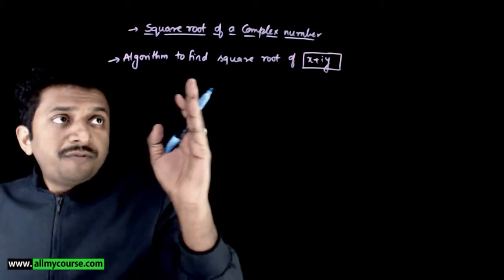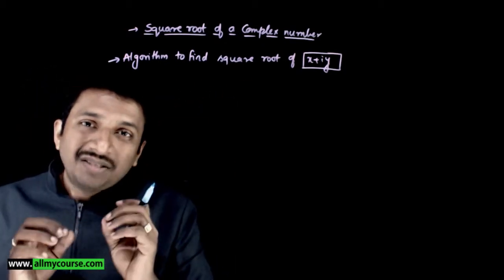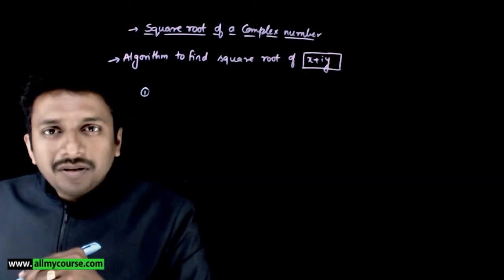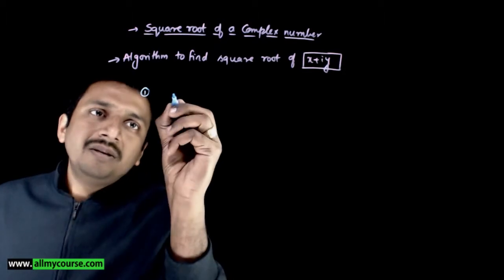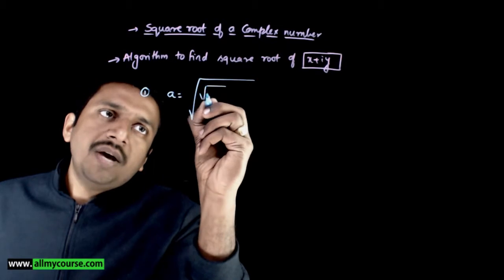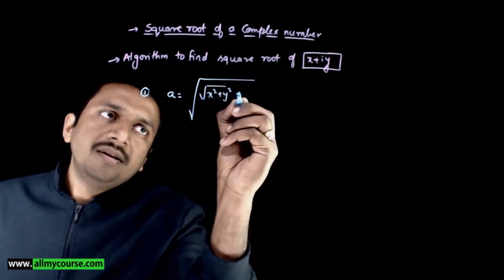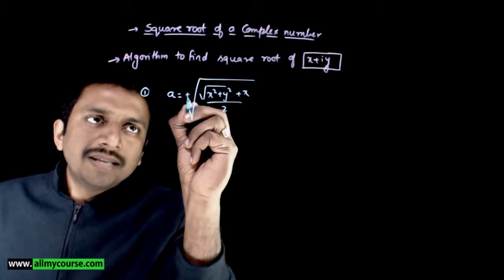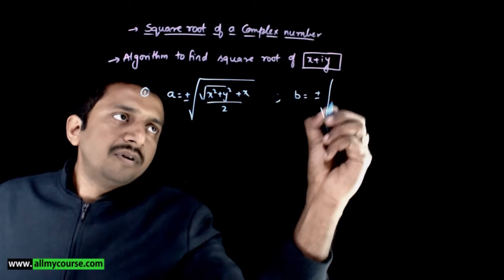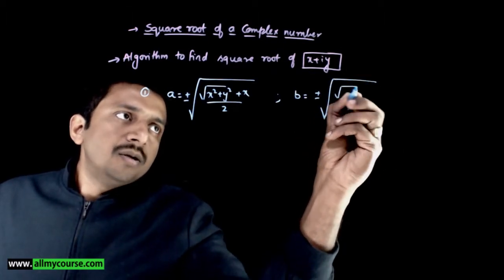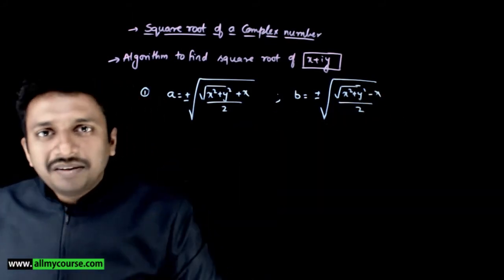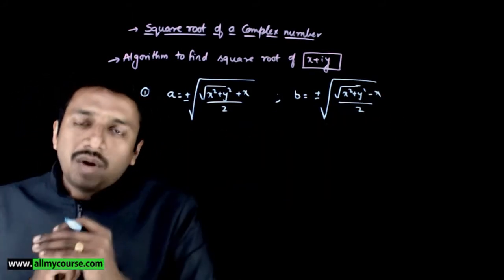So the algorithm to find the square root of a complex number consists of two simple steps. In the first step, you need to find the values of a and b. So a is nothing but plus or minus a big square root of (square root of x square plus y square plus x) by 2, and b is equal to plus or minus a big square root of (square root of x square plus y square minus x) by 2. So in the first step, you just need to find these two values.